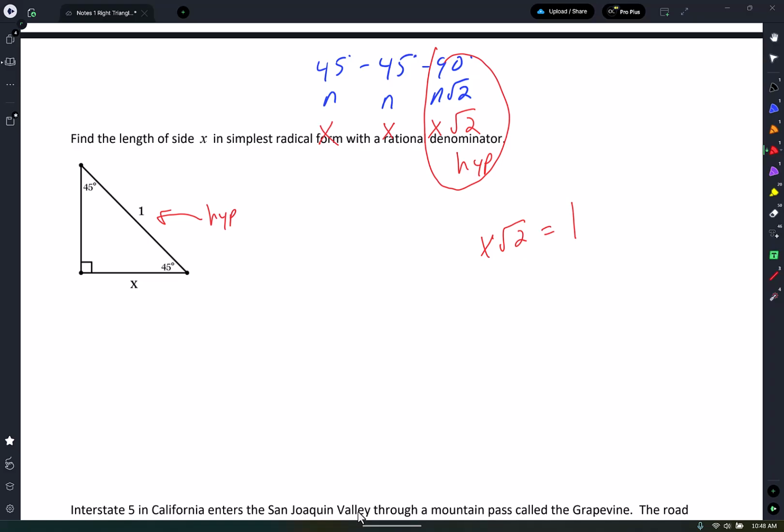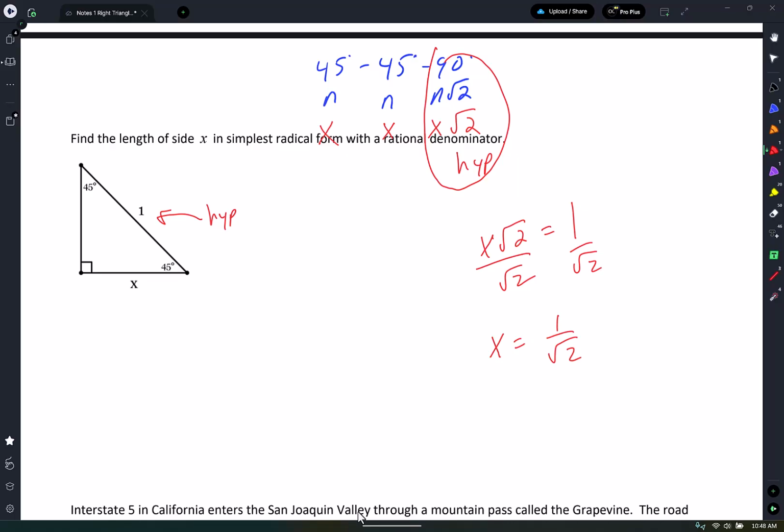All right, here we go, guys. I want to get x by itself. So this is a product. This is x times square root of 2. So how do I get x by itself? No, not multiply, because it's a product. Divide. So divide by square root of 2, divide by square root of 2. X equals 1 over square root of 2. I'm okay with that answer.